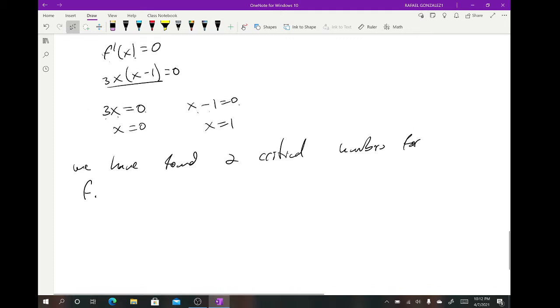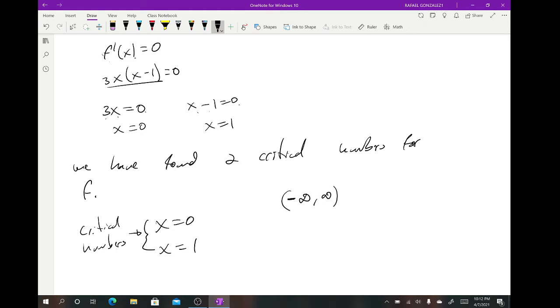Now, without further ado, let's actually figure out when the function is increasing or decreasing. I like to make tables, and I also like to determine my intervals. I have two values: x equals 0 and x equals 1 as my critical numbers. I know that my function goes from minus infinity to plus infinity. That means that my function covers the entire real number line.